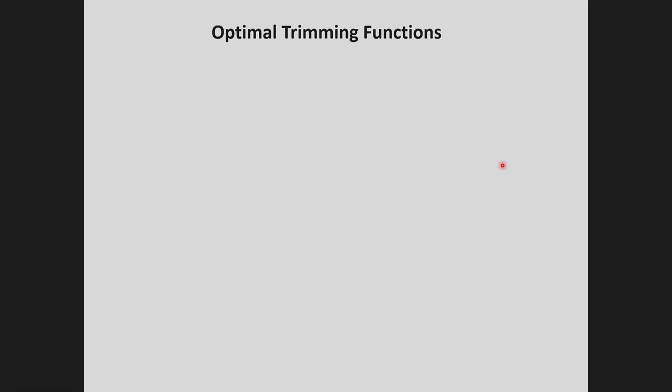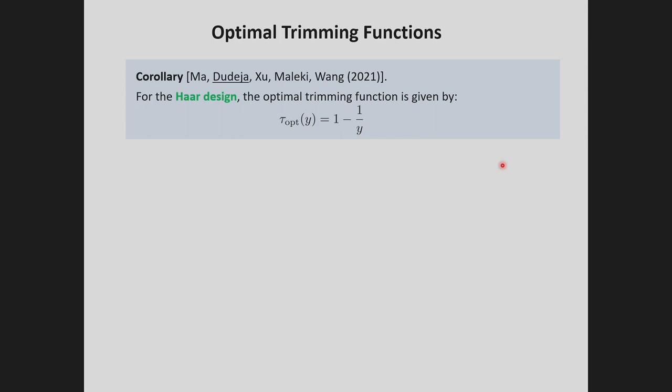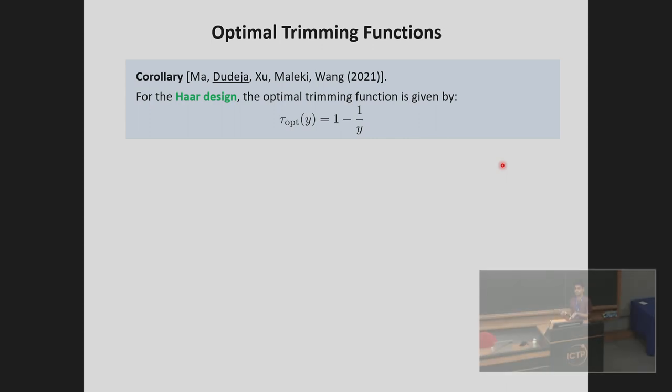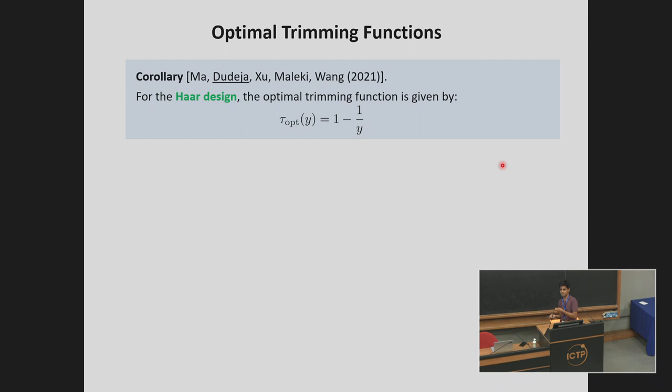So what can you do with this result? It turns out that because we understand the performance of spectral estimators for a wide range of trimming functions, what you could use the theorem statement to do is to figure out what the optimal choice of the trimming function is. Just like in the Gaussian case, where people first analyzed the problem for the Gaussian design, and they were able to use that result to figure out the optimal trimming function, it turns out you can do the same for the hard design.